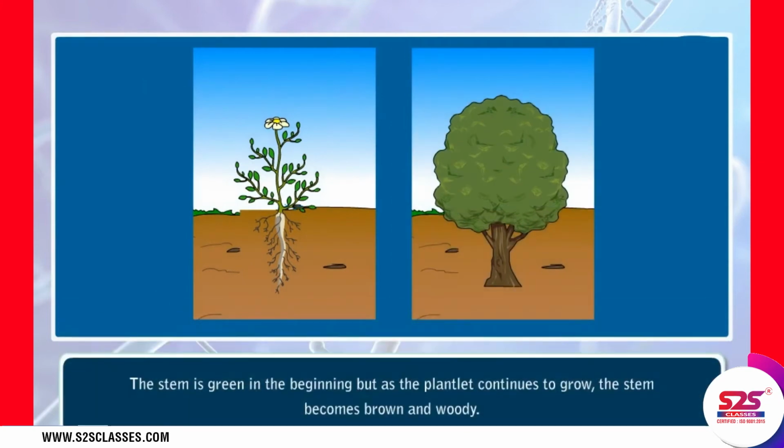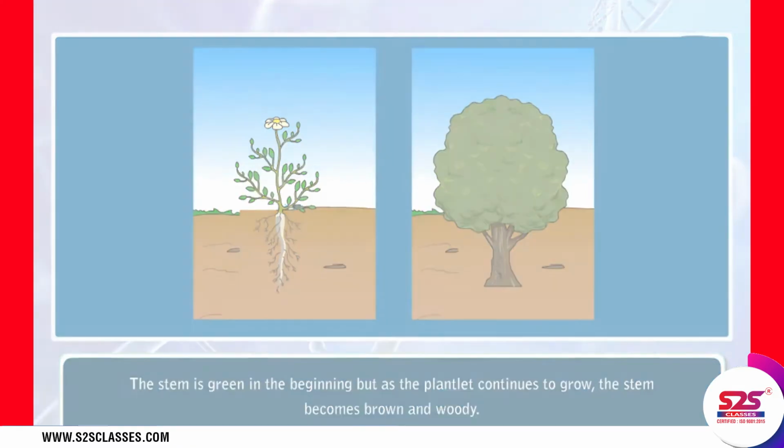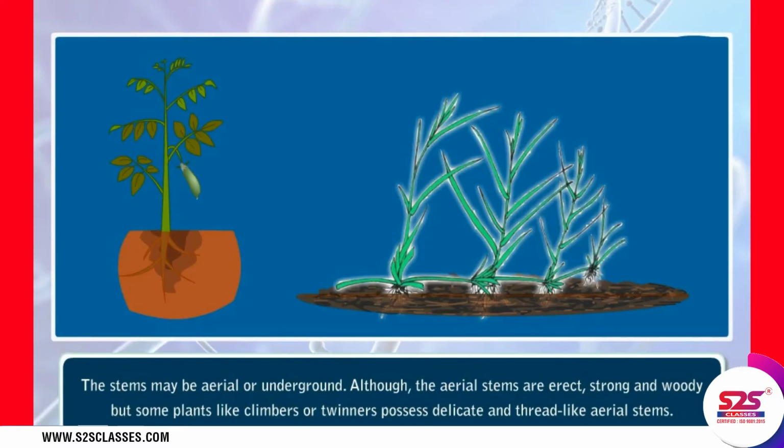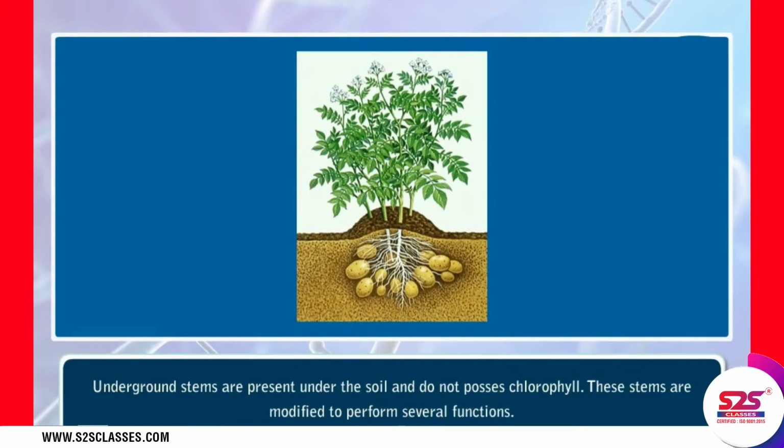The stem is green in the beginning, but as the plantlet continues to grow, the stem becomes brown and woody. The stems may be aerial or underground. Although the aerial stems are erect, strong and woody, some plants like climbers or twinners possess delicate and thread-like aerial stems. Underground stems are present under the soil and do not possess chlorophyll. These stems are modified to perform several functions.